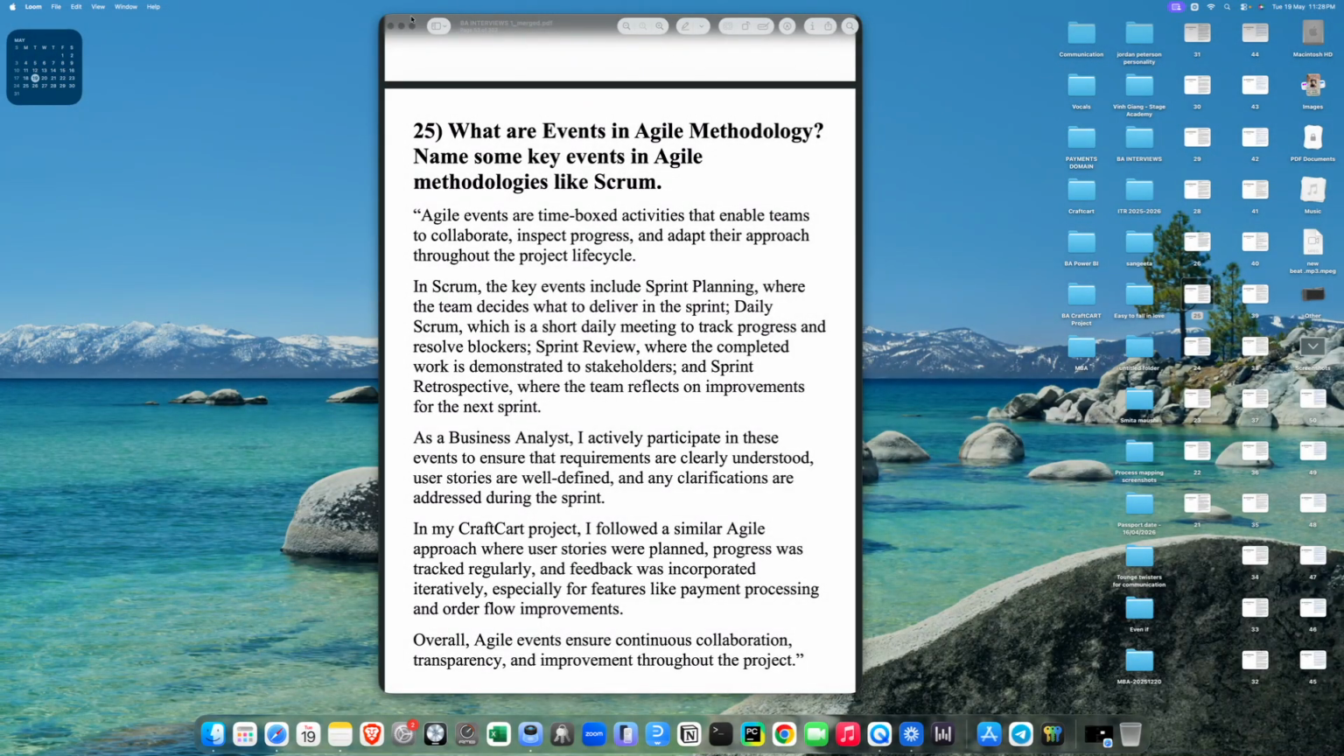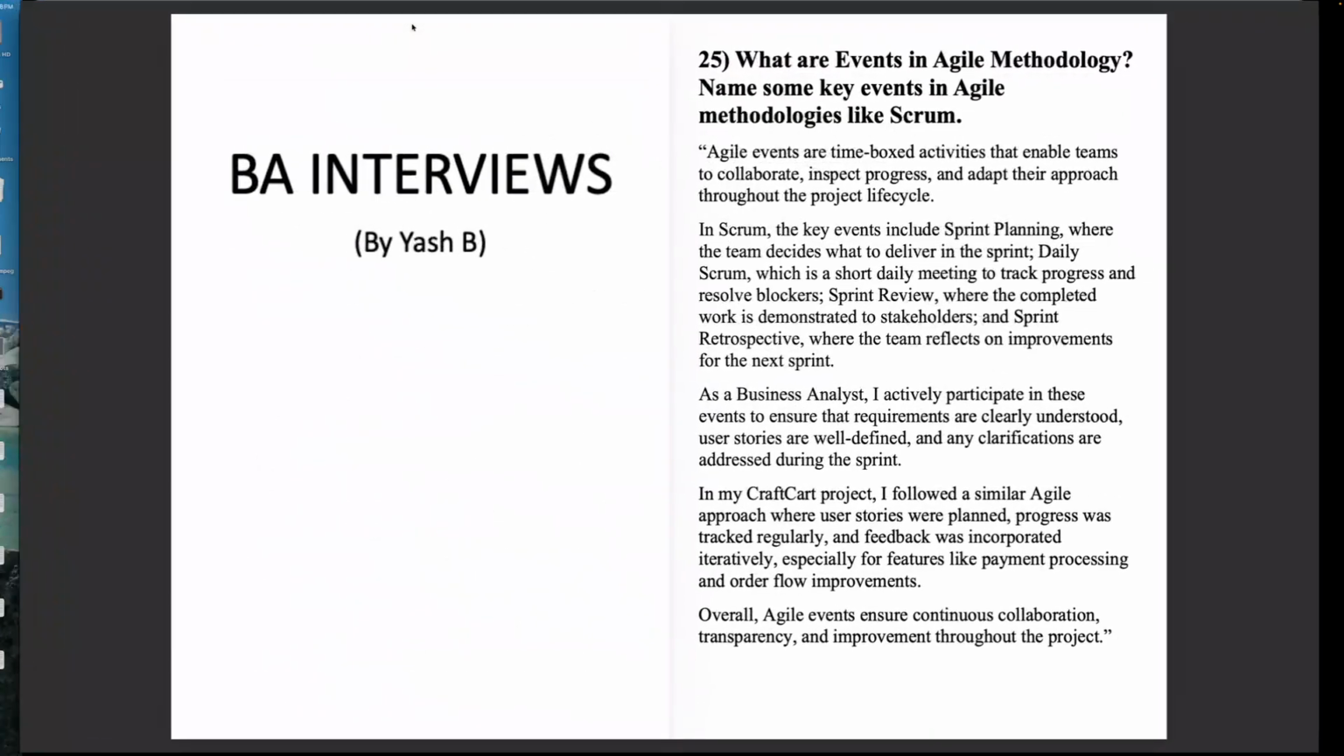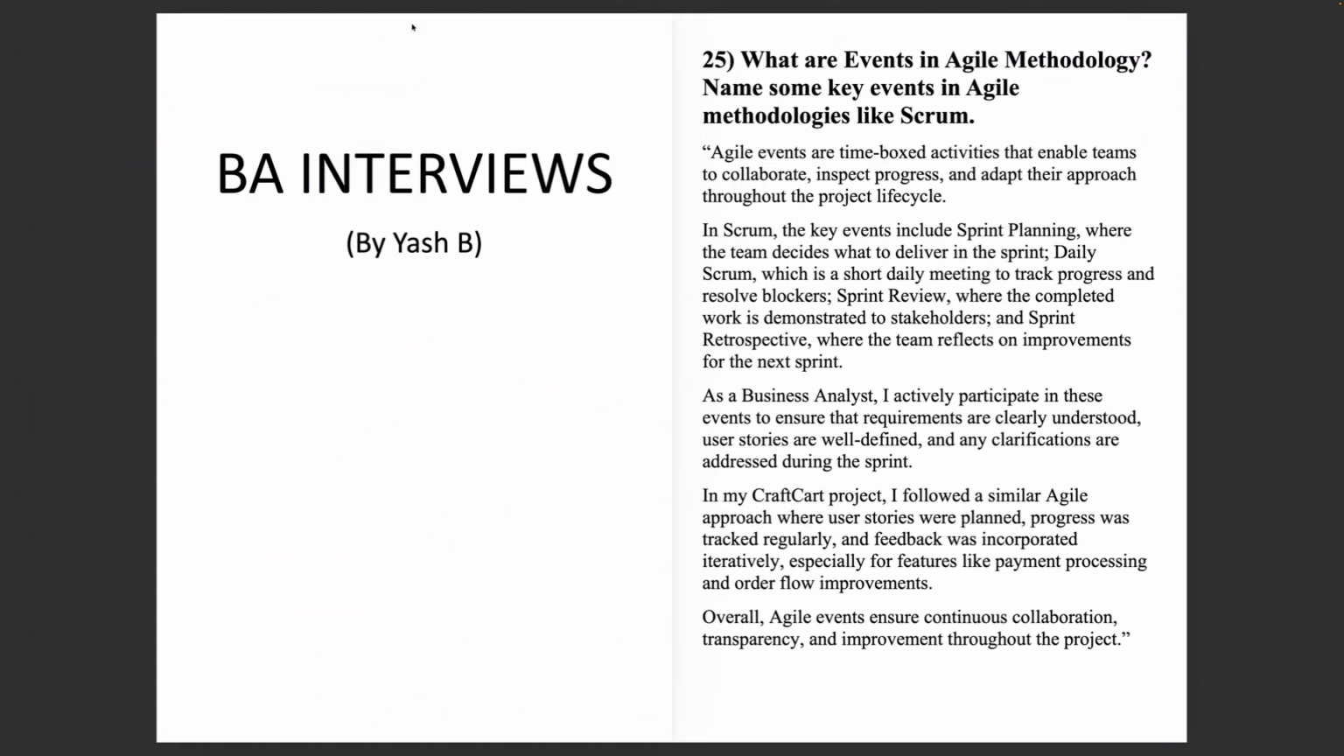I'm a CBA certified business analyst, and today we'll be continuing with our 25th question of our BA interview series. And here it goes. What if the interviewer asks, what are the events in Agile methodology? Name some key events in Agile methodologies like Scrum.